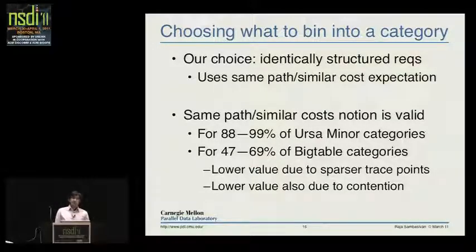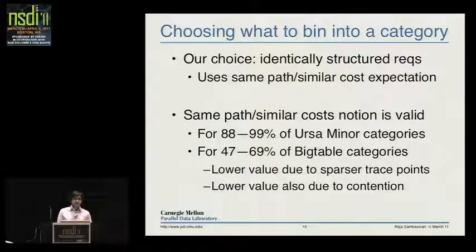We evaluated the validity of our same path, similar cost expectation in Ursa Minor and in Bigtable. We found that in Ursa Minor, 88 to 99% of categories generated for 3 workloads satisfied this expectation. That is, they had low intra-category variance of response times. For Bigtable, we found that 47 to 69% satisfied the expectation in 3 different data centers that we looked at.